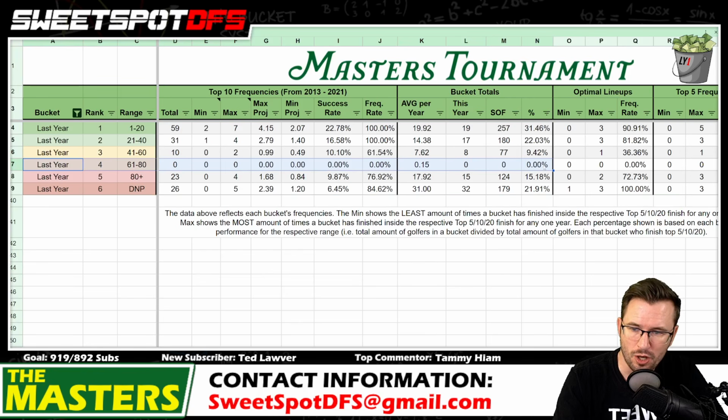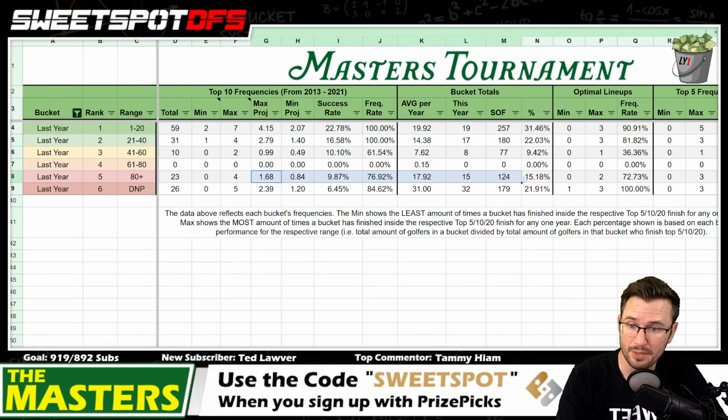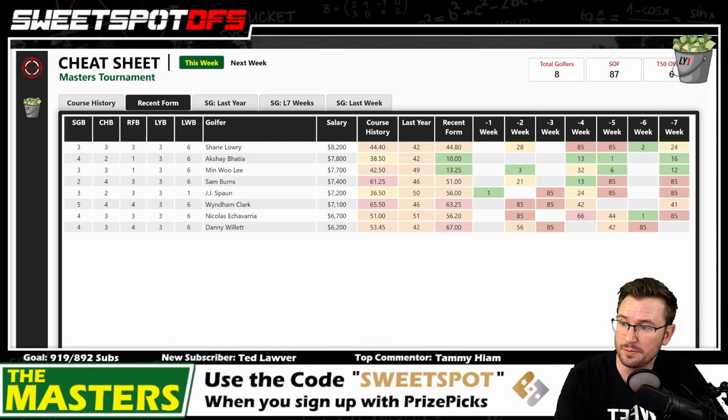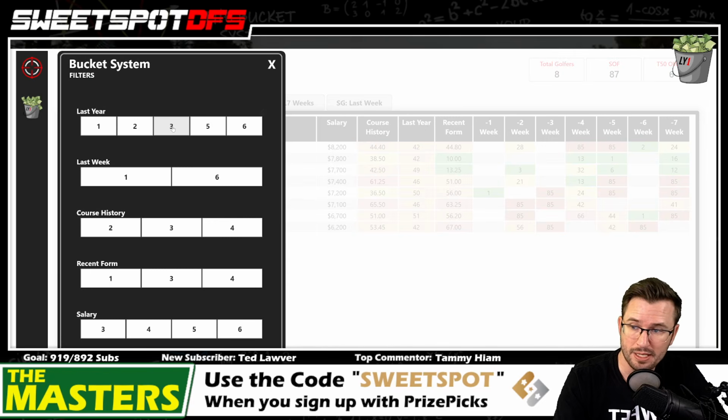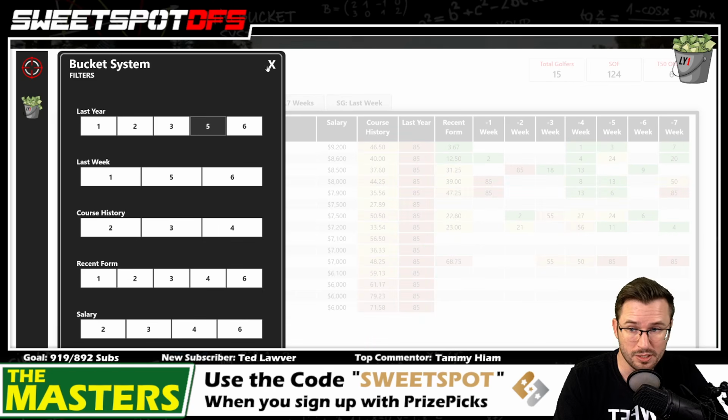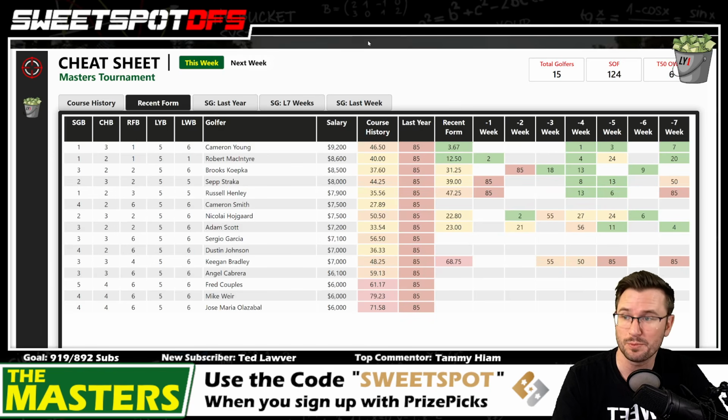There are 0 golfers in the last year 4 bucket. So we move on to the last year 5 bucket, which are golfers who missed the cut at the Masters last year. This is one of those buckets to look at because there will be notable names, and whether or not we should play them kind of comes down to this. What golfers are in this bucket?